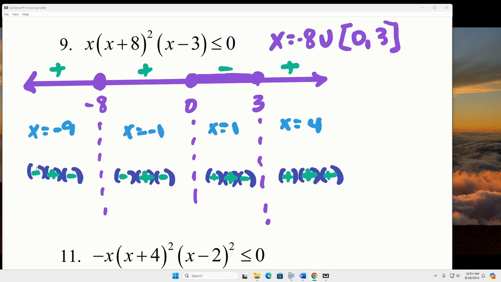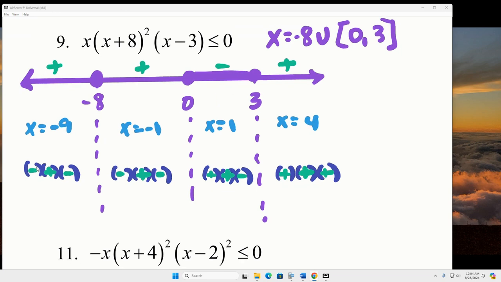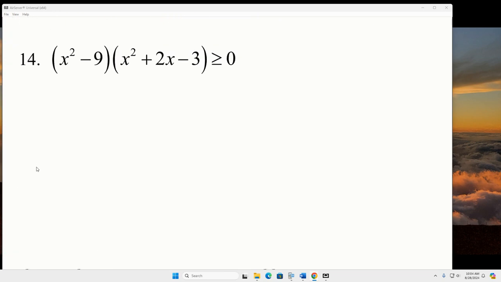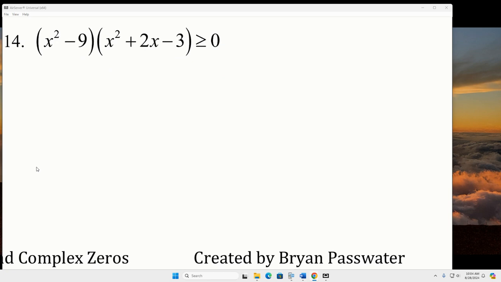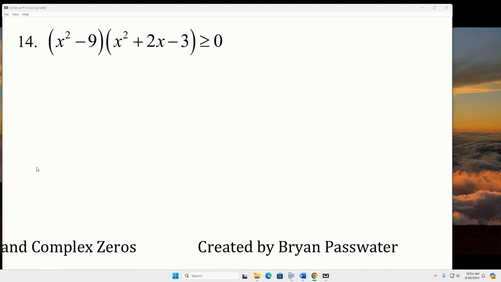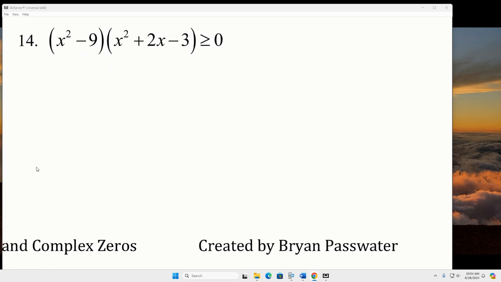Okay, and then we're going to do the very last one because it has some factoring that you have to do, which makes it a little more tedious than the others. Okay, so on 14, I'm going to go over to this side and just factor x squared minus 9. How do you factor that? Good job. It's a difference of squares.